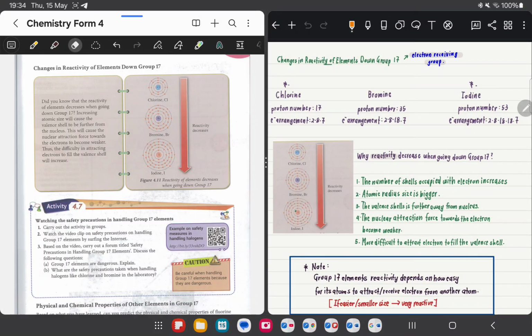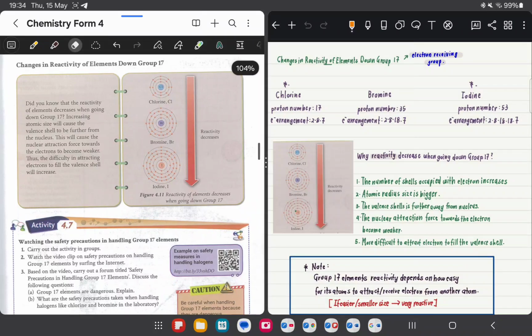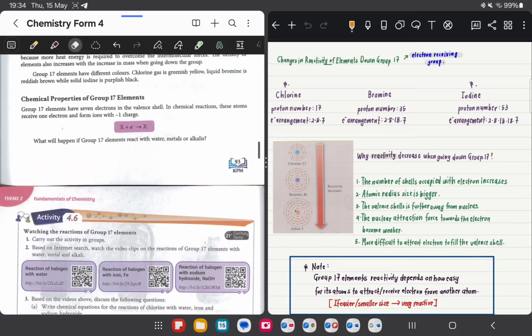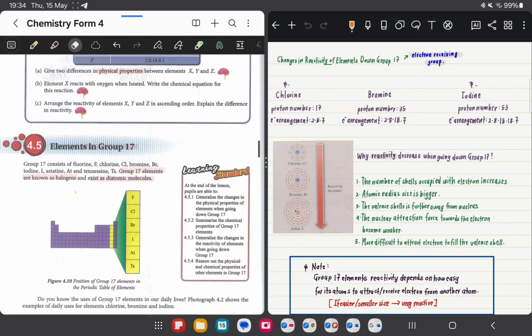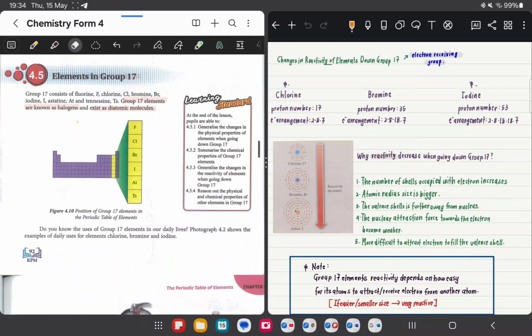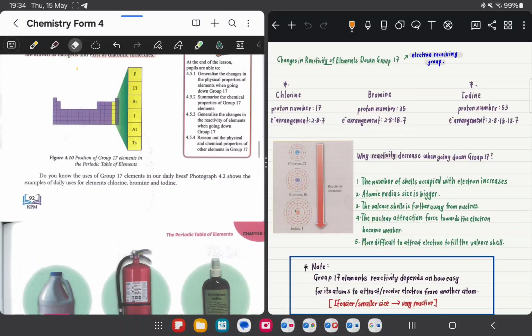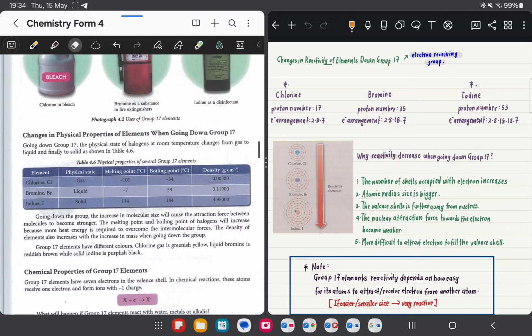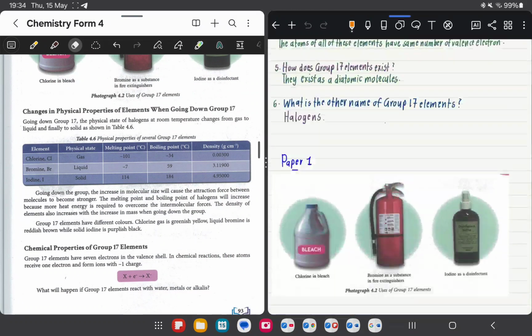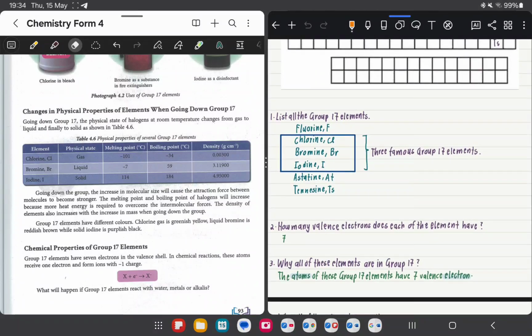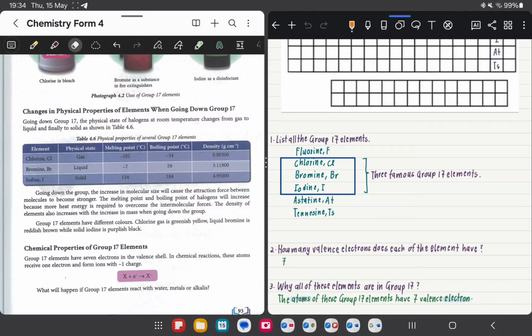So for today I'm going to continue with part 4 for video chapter 4, which is the periodic table, and we are going to discuss in detail the elements in group 17. Elements in group 17 consist of fluorine, chlorine, bromine, iodine, astatine, and also tennessine. By this time you must be able to tell the names properly.